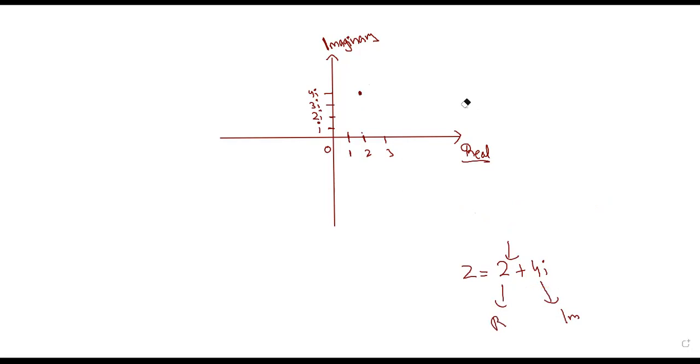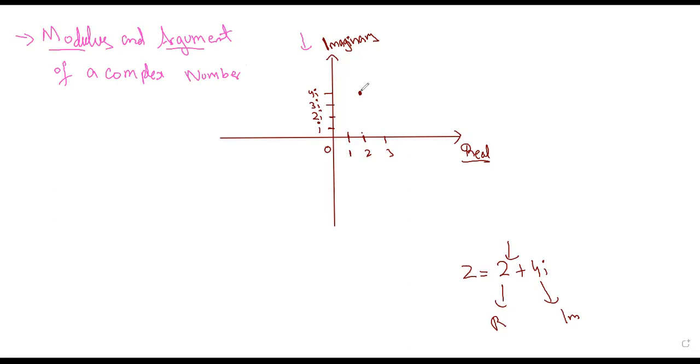And here we basically intend to discuss modulus and argument of a complex number. Now, Ahmed, these are the only things we are left with of complex numbers, right? So, modulus and argument, right? So, this is a graph, and on this graph, I'm saying that this point is basically 2 plus 4 iota.